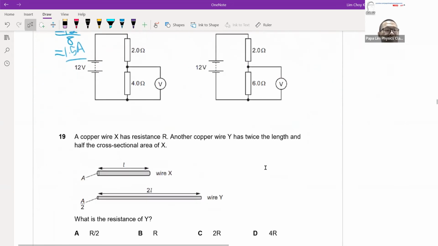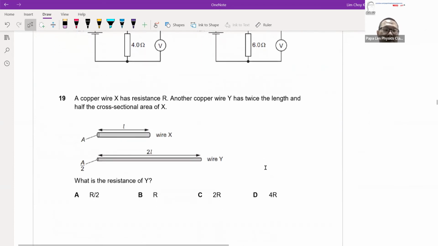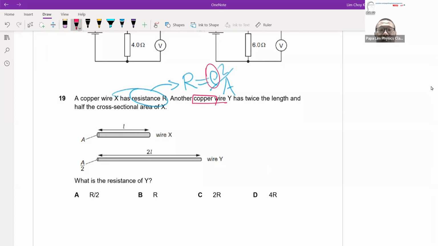Now, question 19 looks at resistance in terms of length and cross-sectional area, which brings us to the basic formula of resistance, R equal to rho L over A. Effectively, we are looking at copper. If I have the same copper wire, the resistivity value is the same. So because we are using the same component, your resistance depends on L and your area. Your L, let me rewrite this.